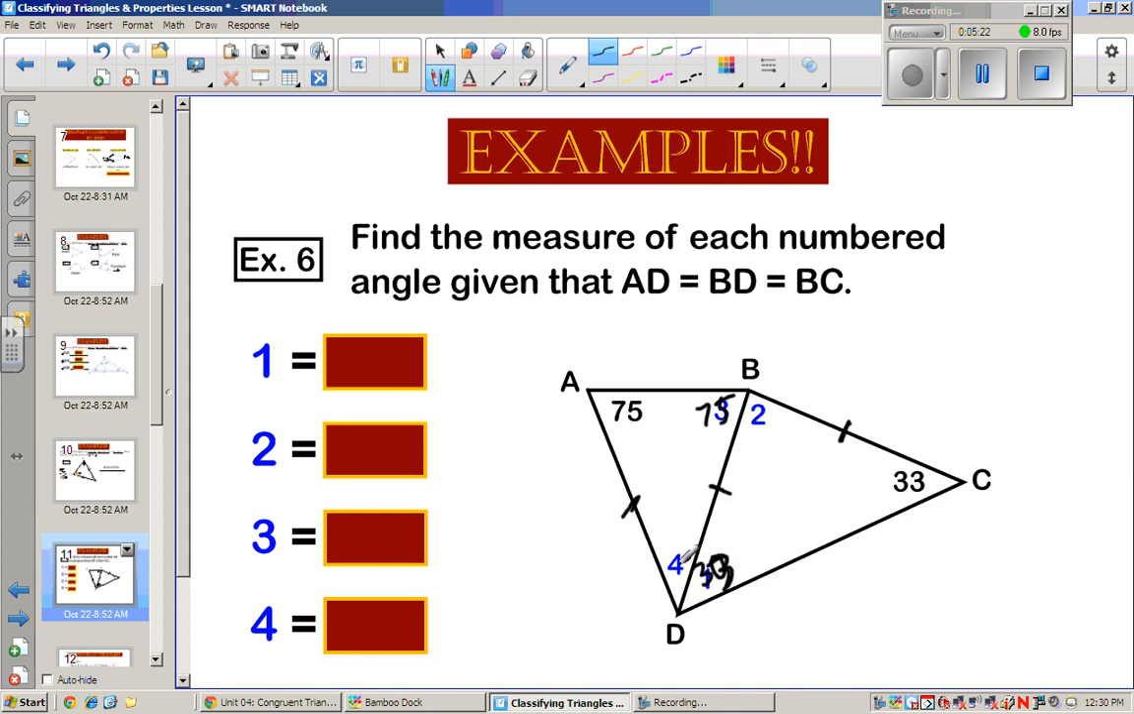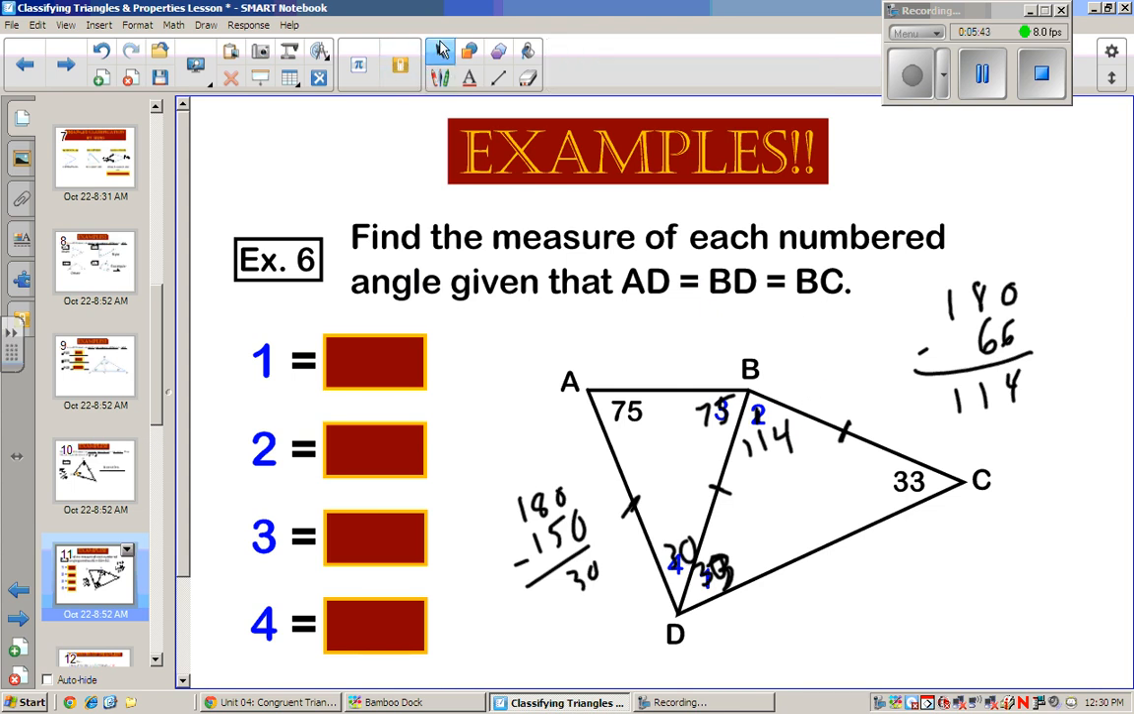Alright, so to find angle 4, I add these up to get 150. 180 minus 150 leaves us with 30. Angle 2, we would add these two up to get 66, subtract from 180, and we would get 114. Alright, hopefully that made sense.